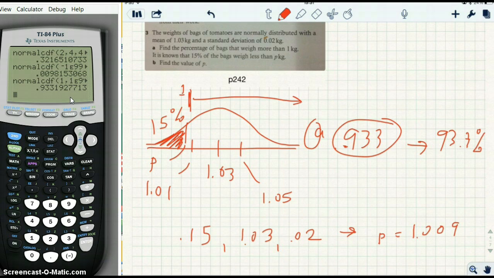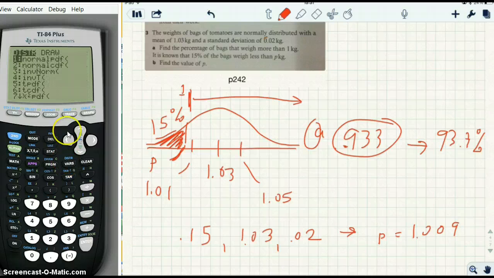And then it is known that 15% of the bags weigh less than p kilograms. So we'll draw a little picture. This red region is 15%. This boundary is p, but we don't know what p is yet. And there's a function on the calculator that figures that out. It's also in second distribution, and it's called inverse normal because it does the opposite of what we usually do with the normal distribution. We give it the area, 0.15, okay?